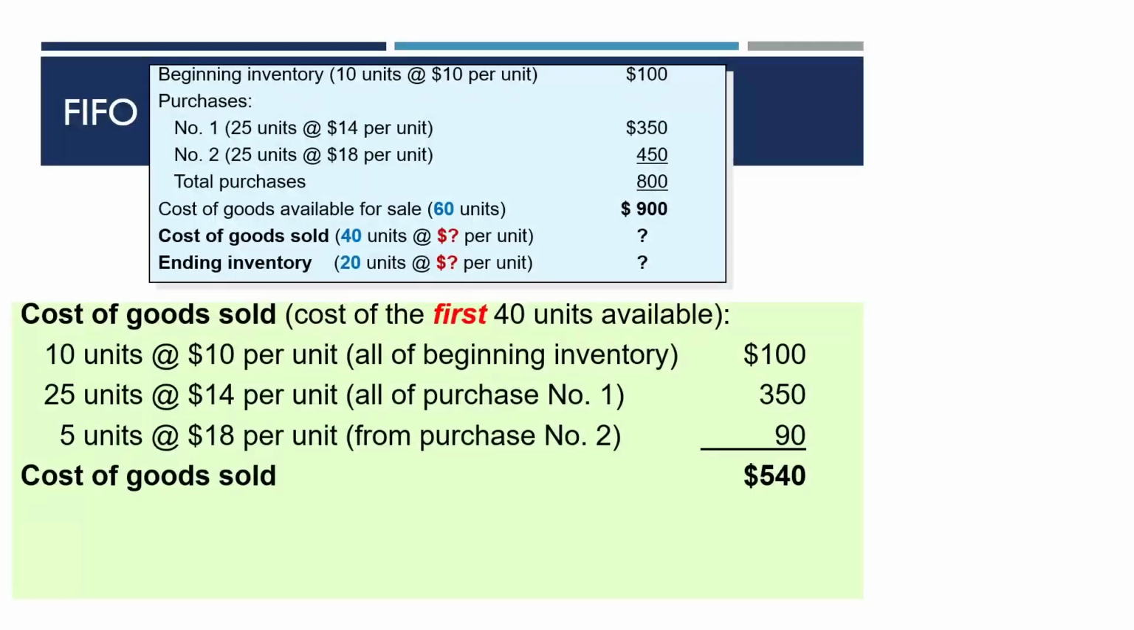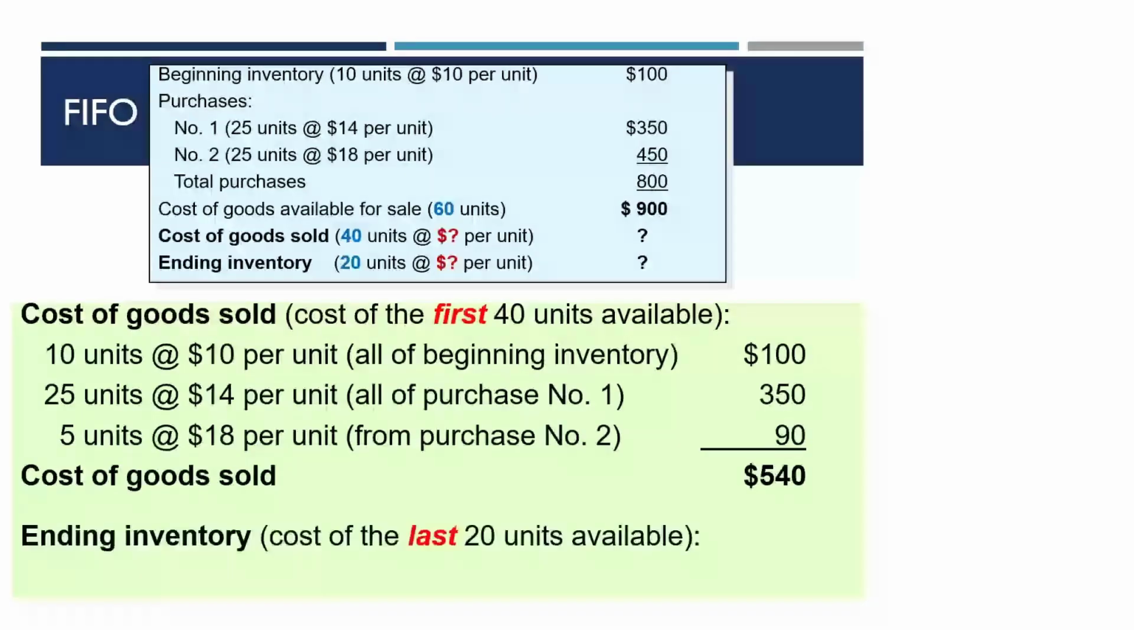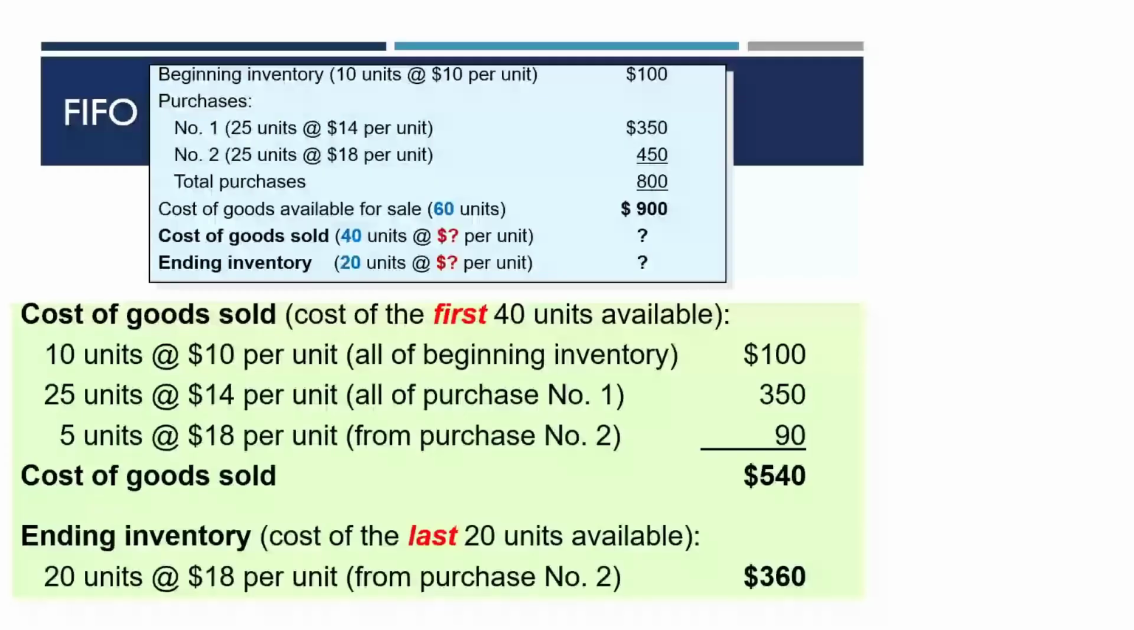What units do we still have remaining in inventory at the end of the period? Well, the last 20 units from purchase number 2 are still remaining in inventory. So 20 units at 18, the most recent, the most expensive purchase, are going to remain as an asset on the balance sheet. And the dollar amount there is going to be $360 as the ending balance.